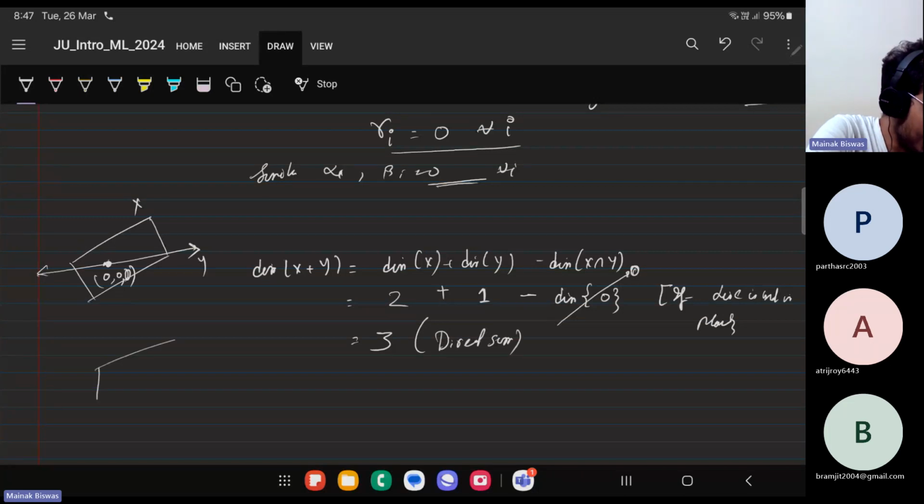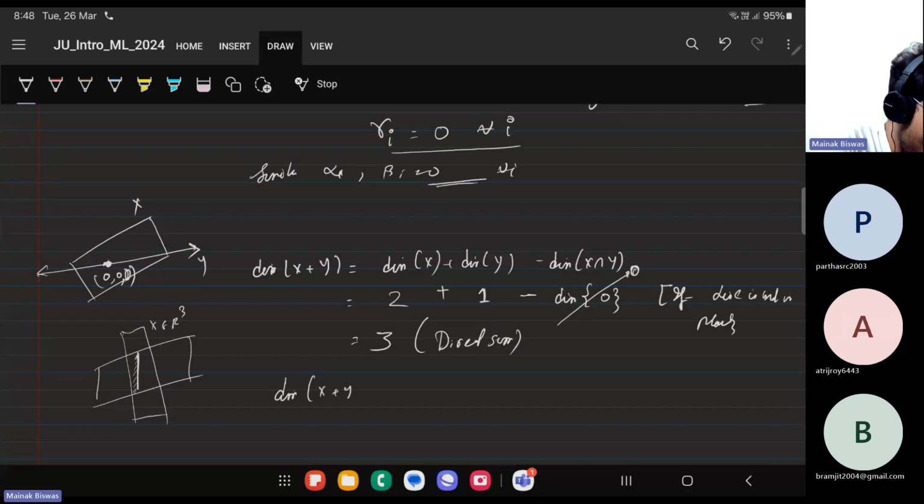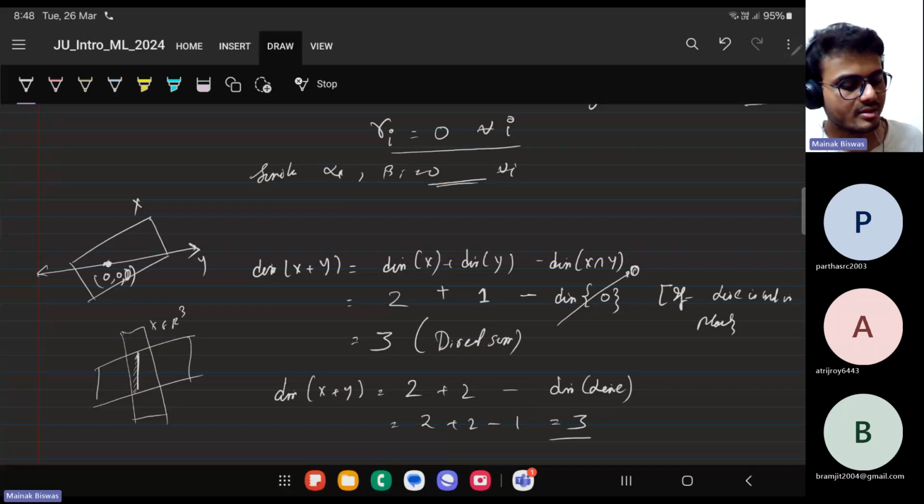Similarly, you have two planes in R3. Recall, where do two planes intersect? Along a line. So the dimension of x plus y, see again, x is 2 plus 2 minus the dimension of the line, which is 1, equal to 3, as you expect. So it can only map up to R3.